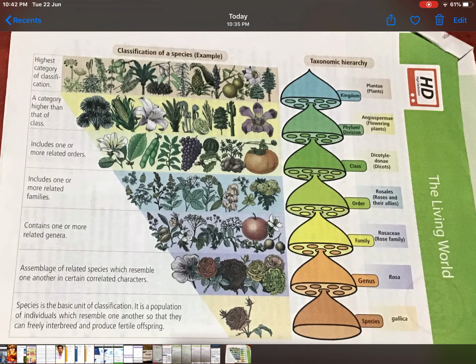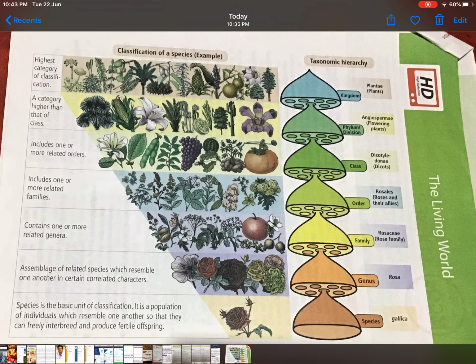They resemble each other. Many roses, all varieties of roses that we see, are roses, and they resemble each other: pink rose, red rose, blue rose, white rose, black rose. So they can freely interbreed and produce fertile offspring. These are the conditions that we put for species. Next, many species come under one genus, and we say genera. So here Rosa is the genus, which means an assemblage of related species.